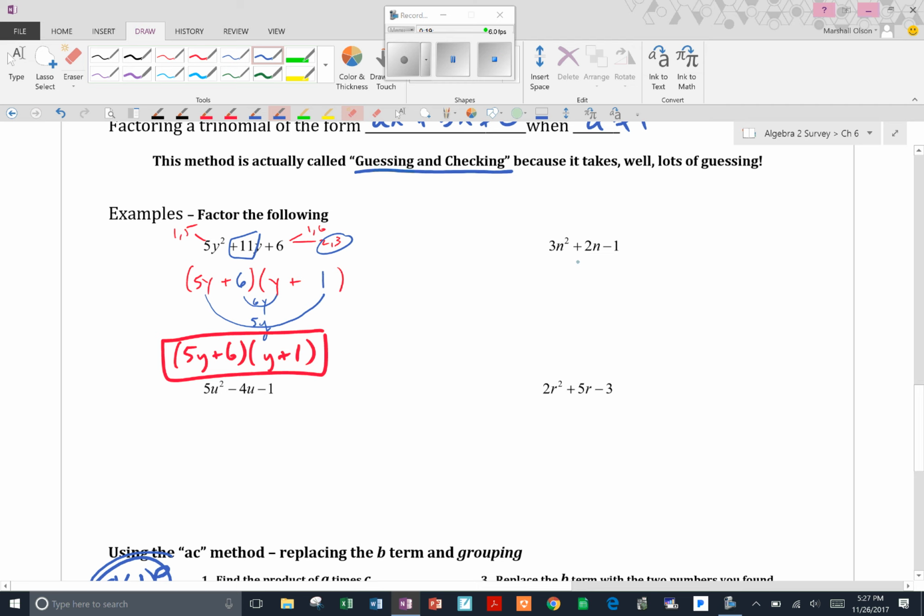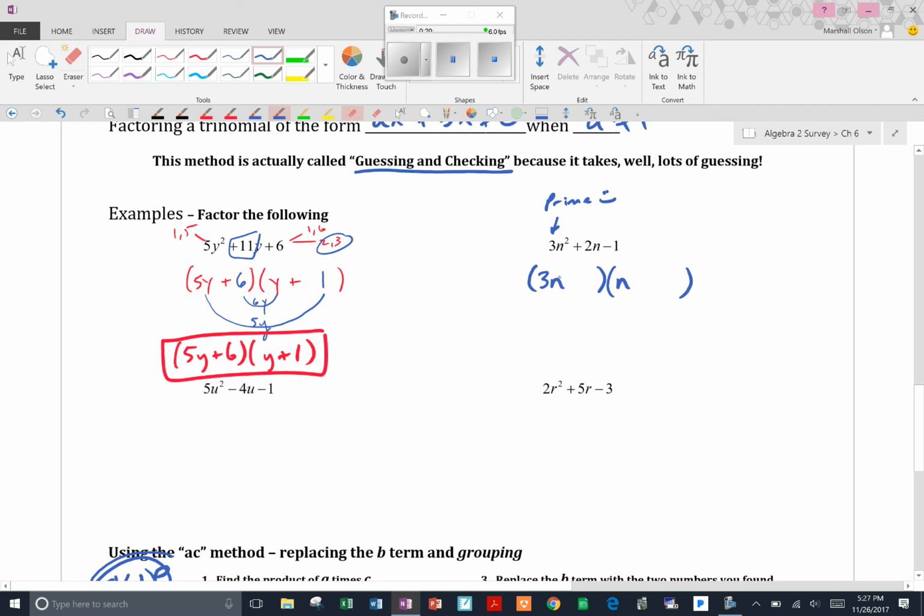All right, our next problem here. We're going to start with a 3n and an n, because those are the only two things that can give us 3n squared. So it's kind of nice in that, even though we have a number here, if that's a prime number, there's really not a whole lot we need to do except put n and 3n here.